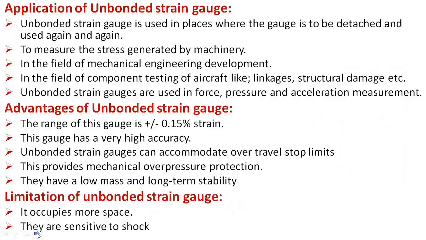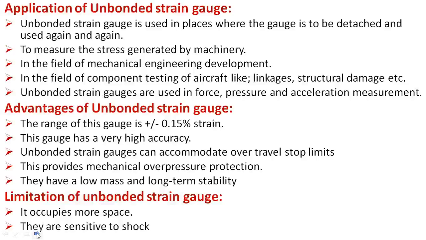Now see the application of the unbonded strain gauge, advantages and limitations. First, starting with the applications, the unbonded strain gauge is used in places where the gauge is to be detached and used again and again. Second, to measure the stress generated by motion, in the field of mechanical engineering development, in component testing, aircraft linkages, structural damage, and so on. Another, unbonded strain gauges are used for force, pressure, and acceleration.